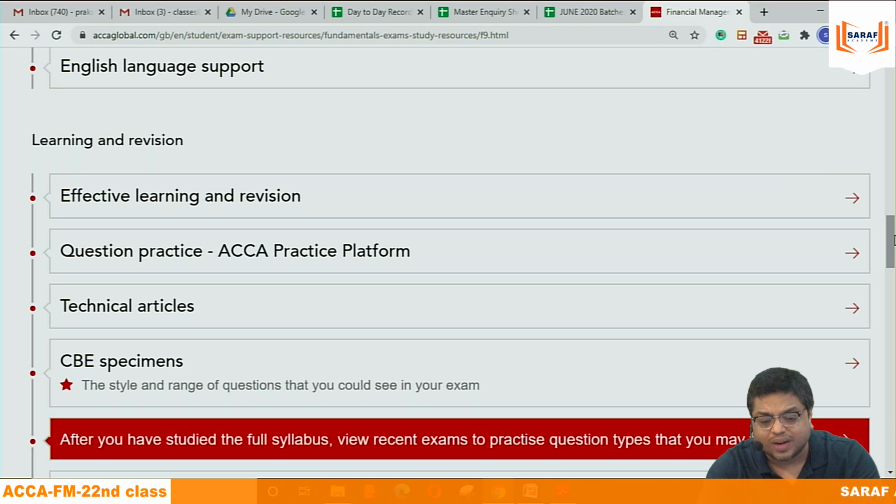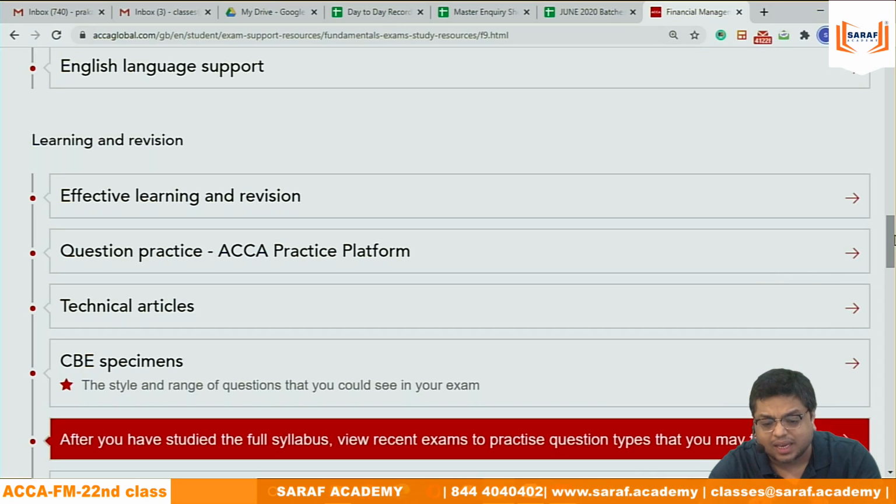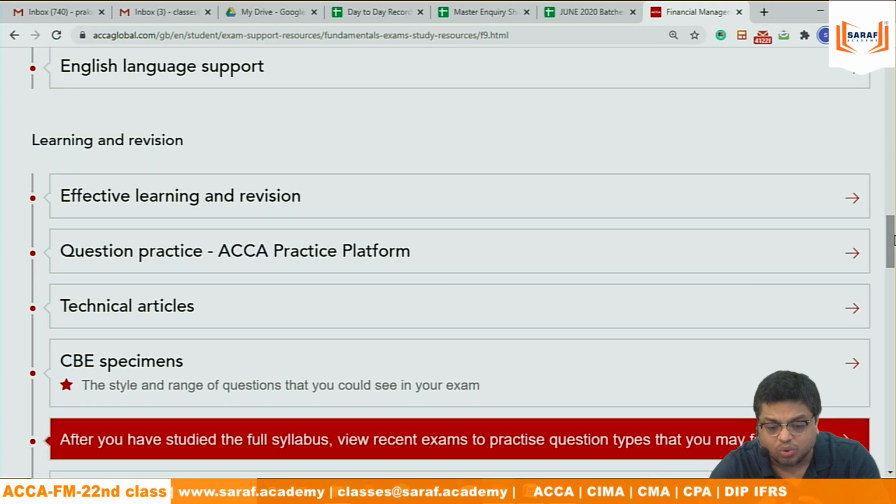We start around the 25th, so we get time to do the mocks, say around 10-12 days. Like when I will be doing the new subject from September and the exam will be in December, then I will be finishing the syllabus by November around 22nd, 23rd. And the exam will be, say, December 5th or 6th. So we get only 10-12 days to do the mock papers.